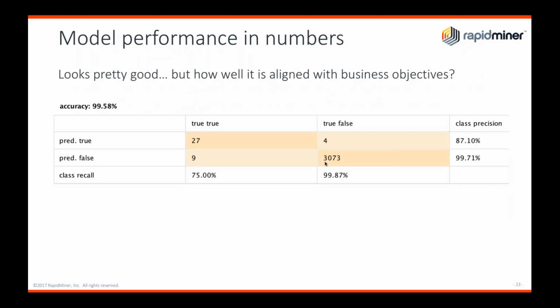I will actually skip the model building phase. I suppose you're all good at it. So this is the resulting confusion matrix. It looks pretty good, and we see some good numbers in recall and precision. But the question is, what is behind these numbers? And are these numbers reflecting business metrics well, or maybe not so well?